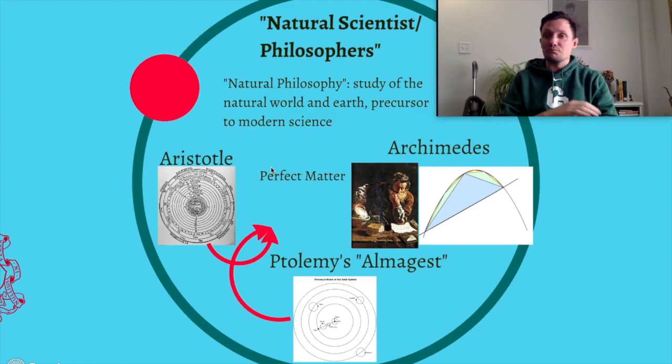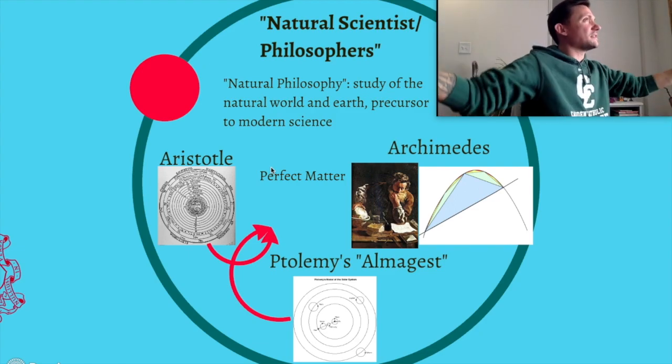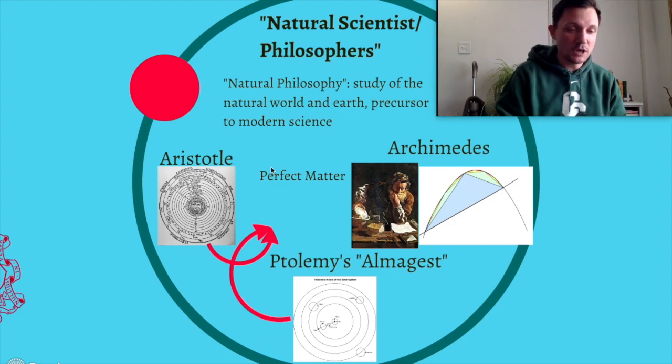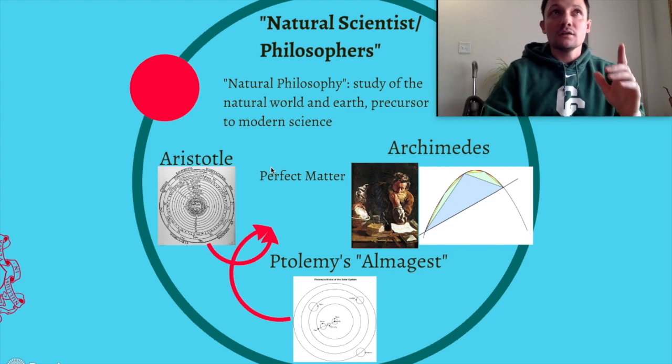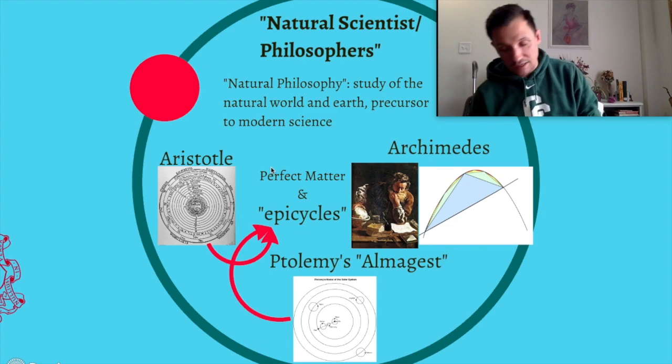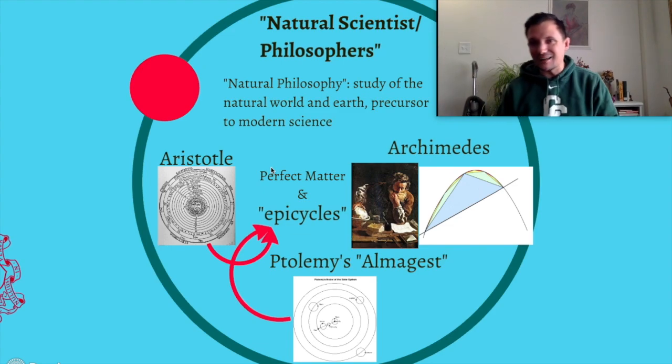Now, perfect matter resides in the heavens. Everything else here stinks, and that's why it's drawn to this trash in the middle, right? Corruptible crap. The other thing they came up with is this thing called epicycles, right? Epicycles are orbits within orbits, to try and explain something along the lines of retrograde motion, which we're going to get into in a minute.